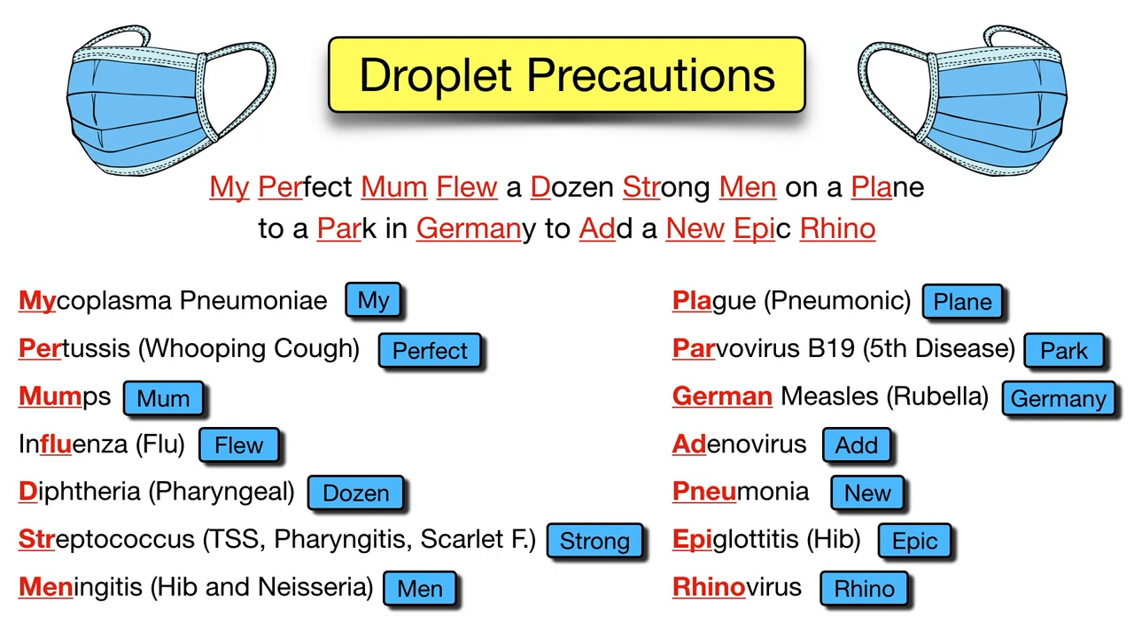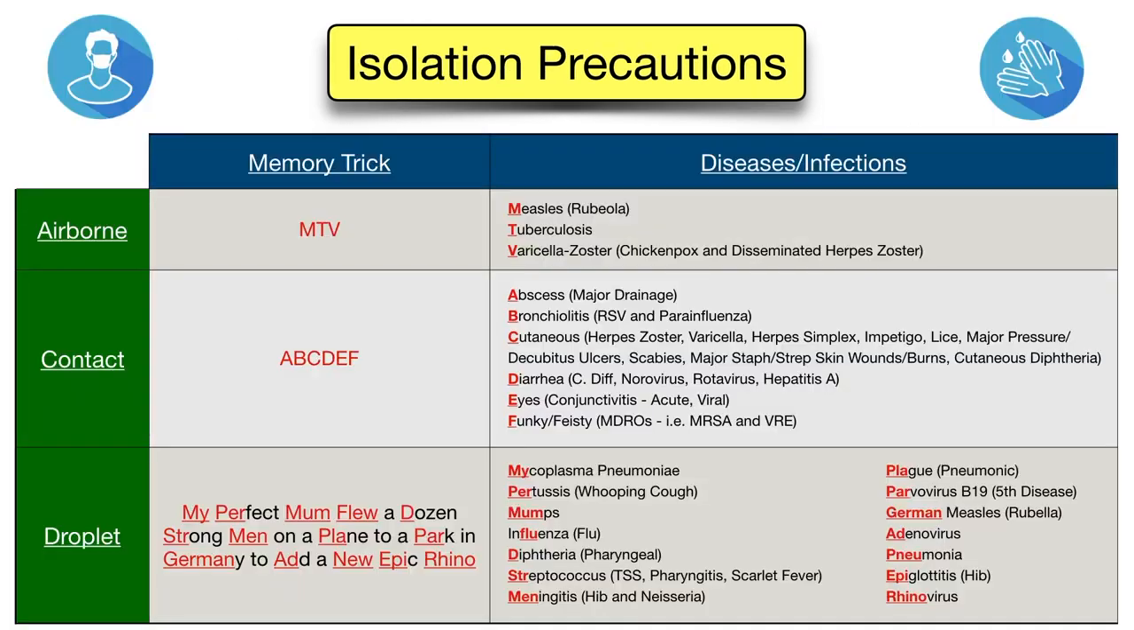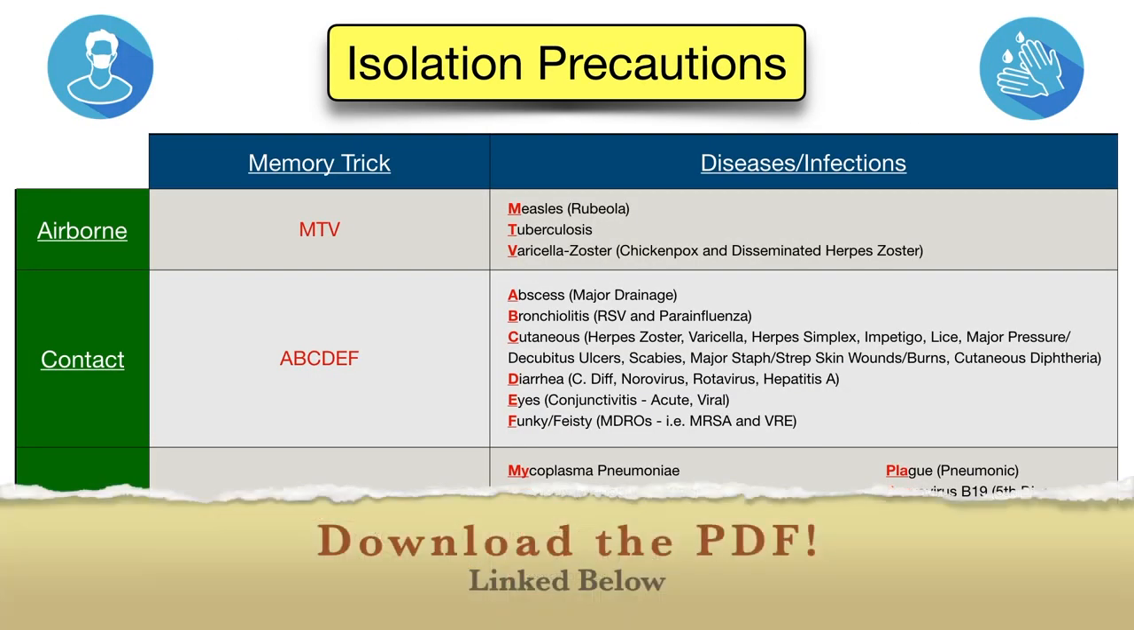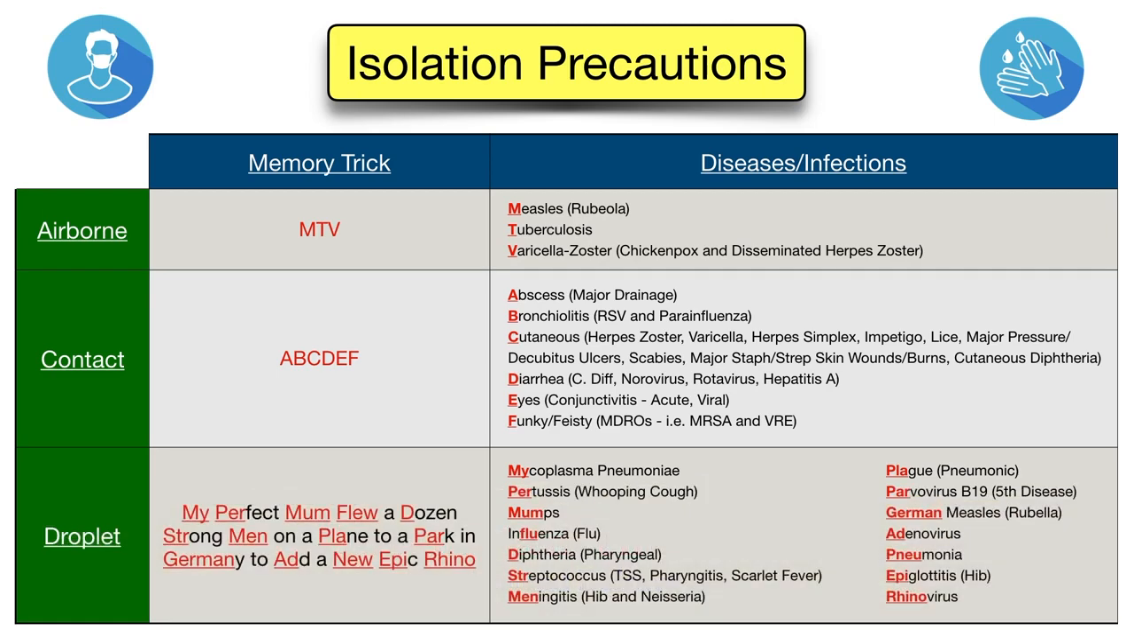If you repeat the mnemonic enough times in your head, it will stick. And like I said before, it's way easier to remember that mnemonic than trying to remember all the different infections. I put together a table to help organize the information for you. You can download the PDF for the table and notes linked below. You can see it includes the type of precaution, the memory trick, and the example infections or diseases that fall in that category.